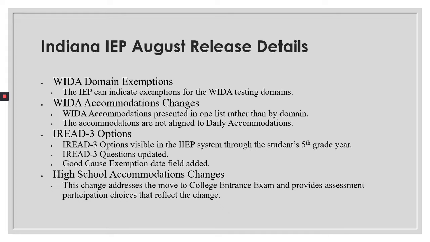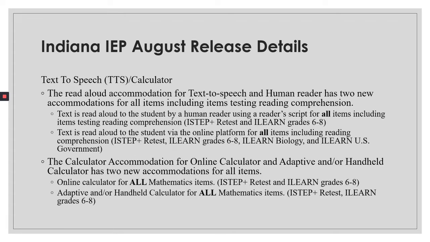For the high school accommodation change, this addresses the move to the college entrance exam and provides assessment participation choices that reflect the change. For the text-to-speech and calculator options, the read aloud accommodation for text-to-speech and human reader has 2 new accommodations for all items, including items testing reading comprehension, which is a big shift from those that just did not include the items for reading comprehension. And the calculator accommodation for online calculator and adaptive and/or handheld calculator has 2 new accommodations for all items.